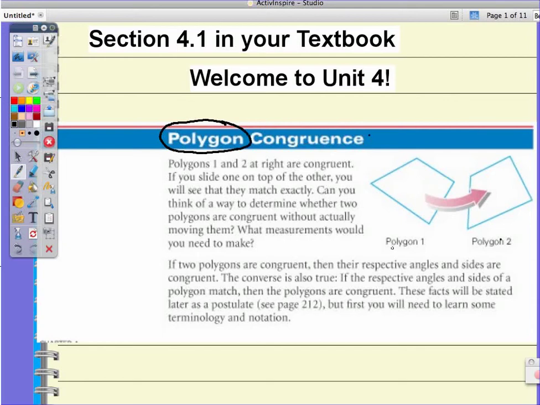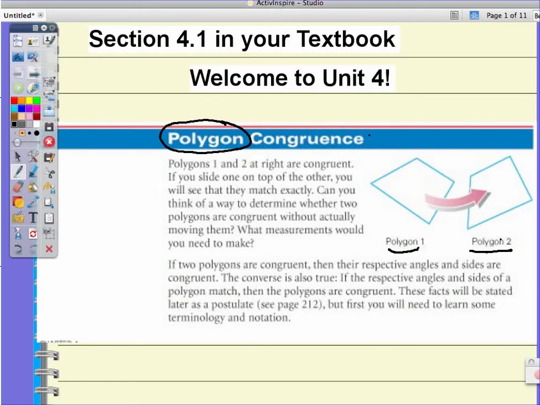So here in this picture you have polygon 1 and polygon 2. And these two polygons do happen to be congruent, but the question is, how can we determine if they were congruent without actually having to move them around? Because you could swing the two around, and you'll be seeing that demonstration a little bit later. What kind of things are you going to need to know? So that's what we're going to be exploring in this section.